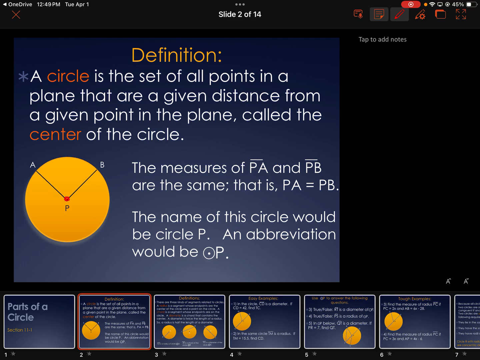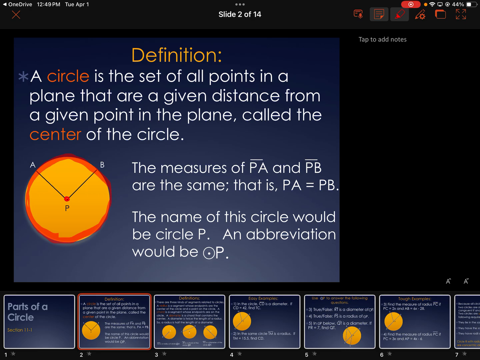The center is right here. It's a point. We're going to call that point P. A circle would be this thing, because every single point on this thing is the same distance from that center. The measures of segment PA and segment PB are the same, meaning distance from P to A equals distance from P to B. It's the same exact length from the center to any point on that circle.